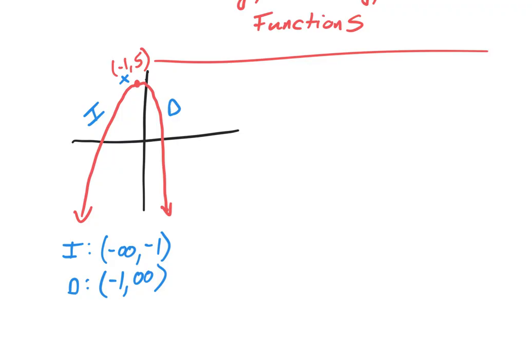We do not have to worry about brackets and parentheses on this. That's the one big difference between this and domain. Because at -1, it's neither increasing nor decreasing, so we're not including -1. -1 is just where it changes its direction. And so don't worry about brackets when we do this.